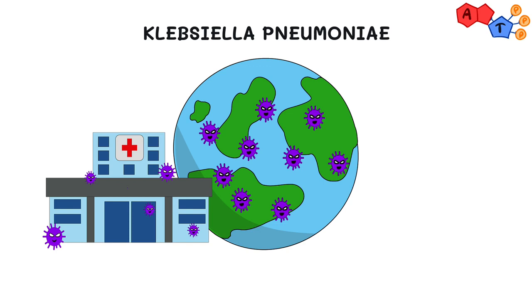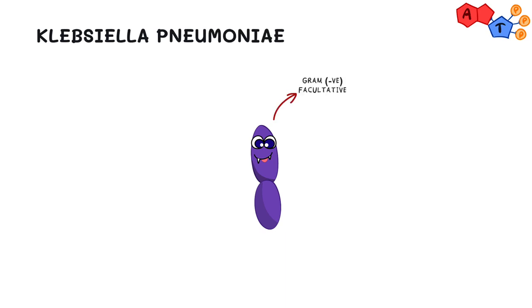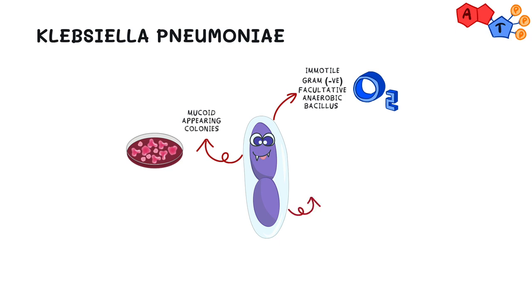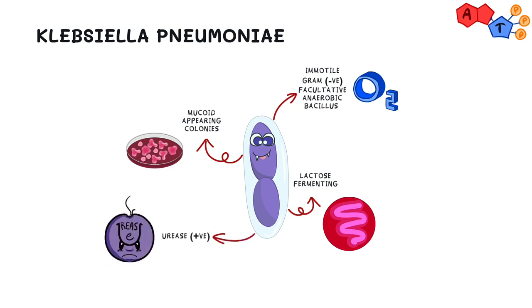This was just a very brief introduction about Klebsiella. Now let's move on and talk about its important features. Klebsiella pneumonia is a gram-negative facultative anaerobic bacillus that is part of the normal GI flora. It is immotile, so it doesn't move, and has a very large polysaccharide capsule, which gives its colonies a striking mucoid appearance. It is a lactose fermenting bacteria that stains pink on MacConkey's agar. It's also urease positive, and it's often resistant to antibiotic treatment.